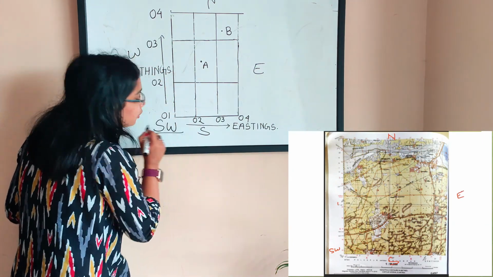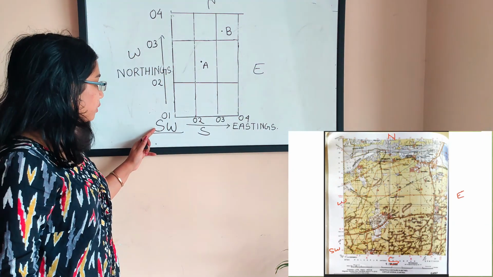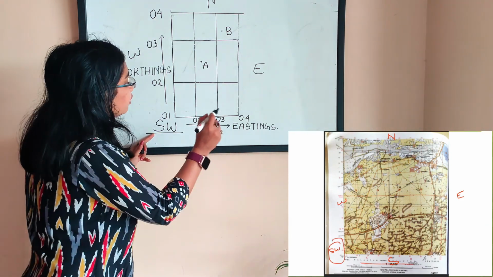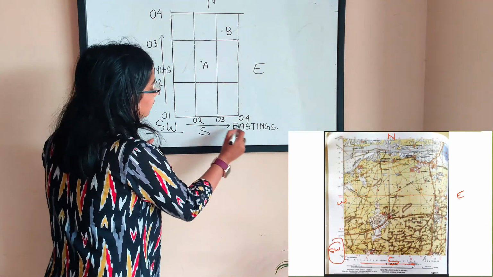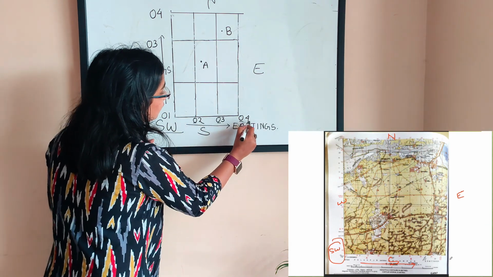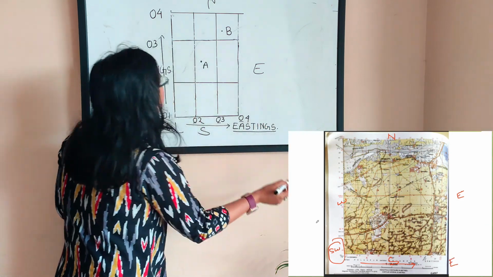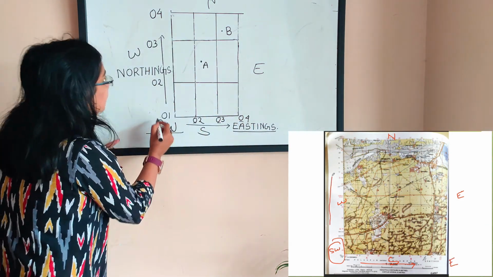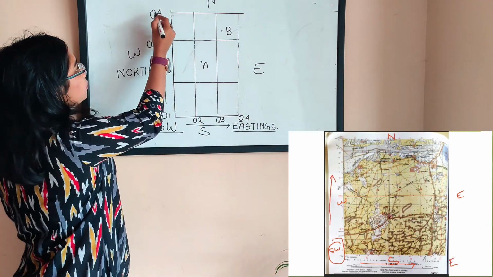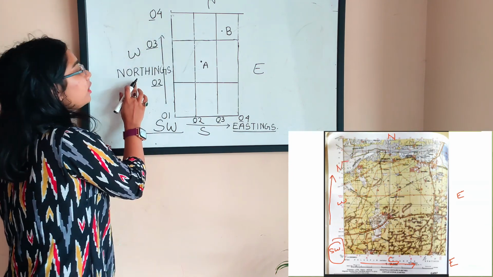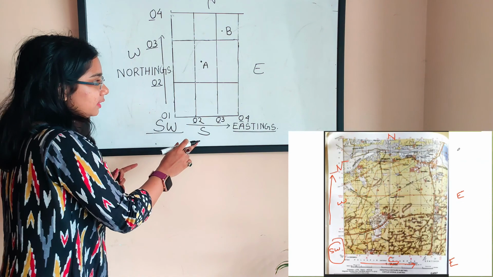Now, what is the significance of this southwest corner? From the southwest corner, whenever we go towards the east, you can see the value will increase. That's why it is known as eastings. Again, whenever from this southwest corner we move towards the north, again the value will increase. That's why it will be known as northings.